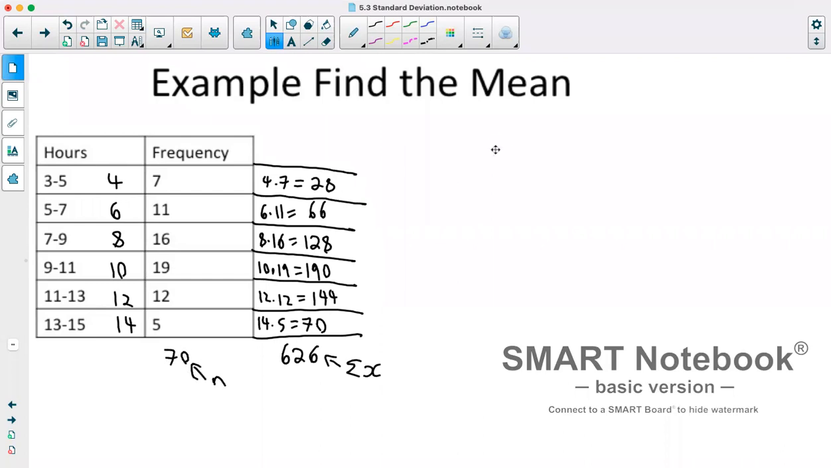So when we're getting our mean, it's the sum of x over n. So we have 626 divided by 70. And that gives us 8.942.